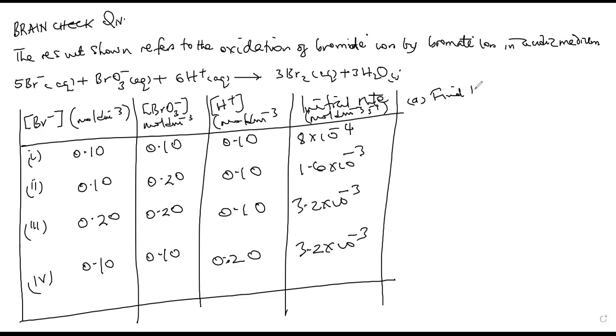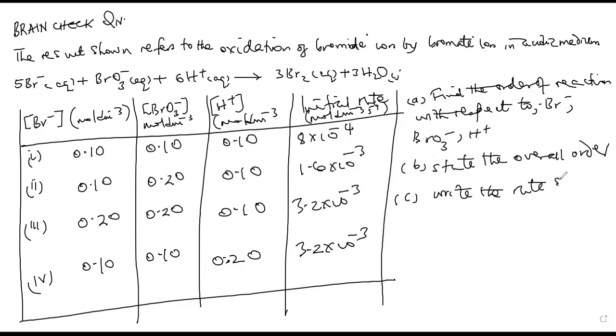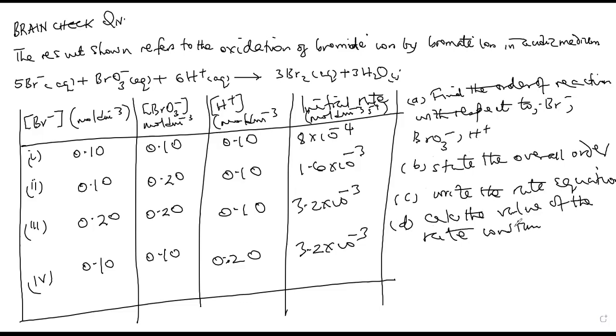A, find the order of reaction with respect to bromide ion, bromate ion, hydrogen ion. B, state the overall order. C, write the rate equation. D, calculate the value of the rate constant and state its units.